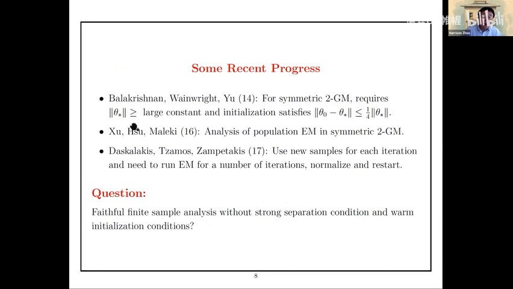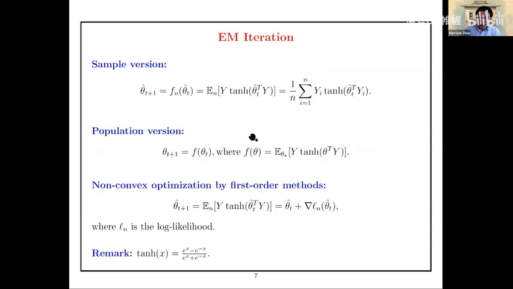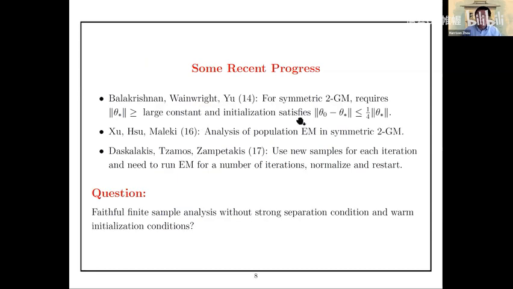We were inspired by this paper. I guess the paper eventually appeared a few years later in the Annals of Statistics. The first author was interviewed at Yale 6 or 7 years ago, and his job talk was on global convergence of EM for symmetric two-component Gaussian mixtures. They show that if the two centers are far away from each other, and the initializer is very close to the truth, then EM converges globally.